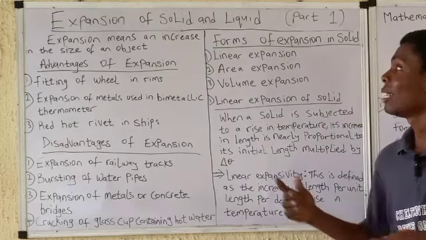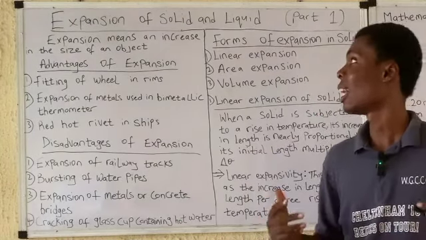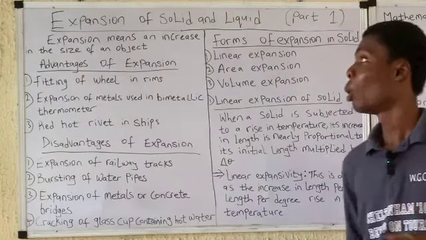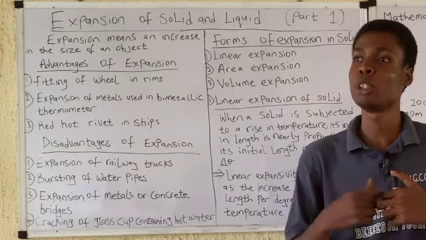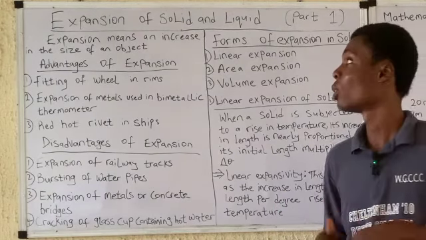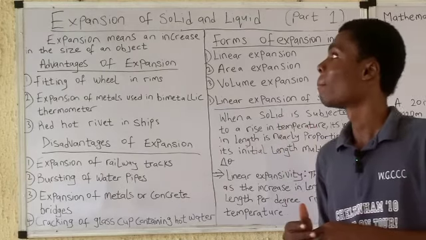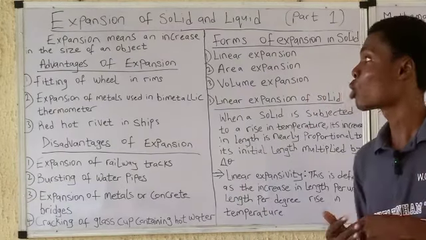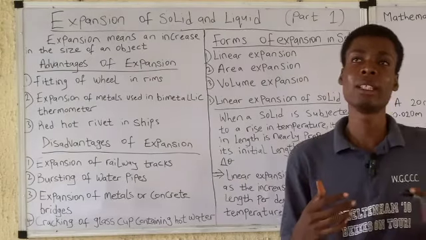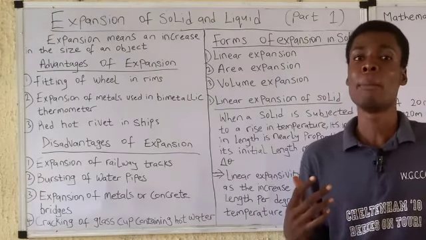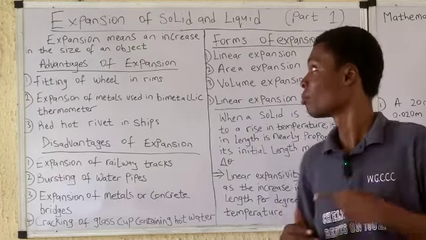Expansion means an increase in the size of an object, or you can say an enlargement in size of an object. For example, rubber: when you expand it, the process by which you expand a rubber is called expansion. And please note, heat causes expansion in solid. For example, when a metal is heated, it causes an expansion in that metal.